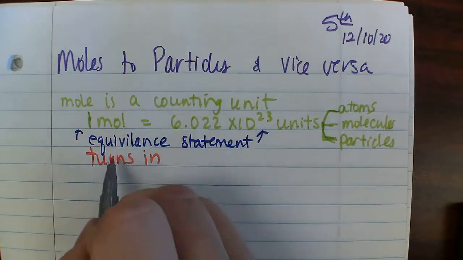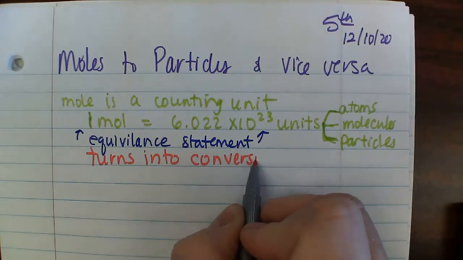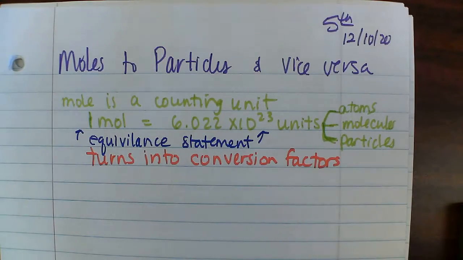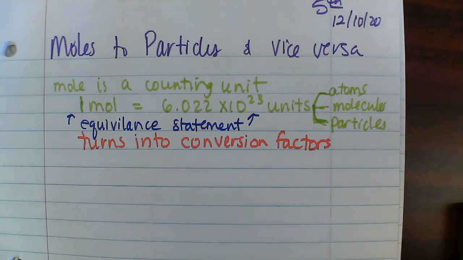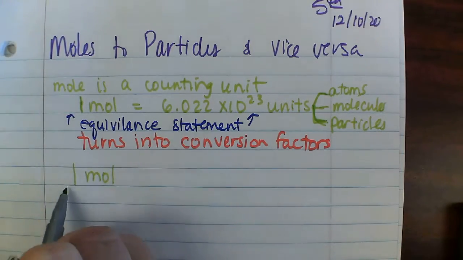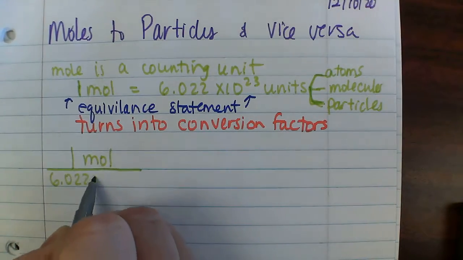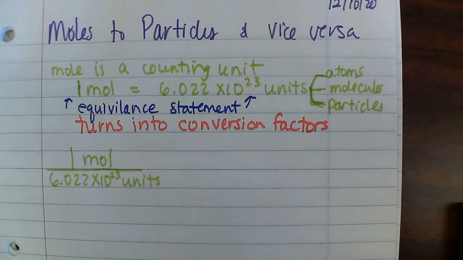So our equivalence statement turns into a conversion factor. Actually, two conversion factors. So the first way that we could write this equivalence statement as a conversion factor is 1 mole of whatever it is per 6.022 times 10 to the 23rd units, whatever the units are.